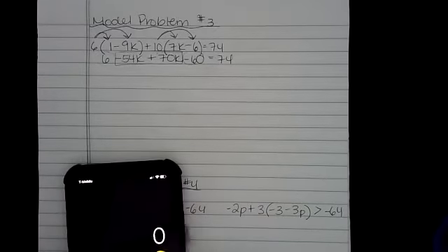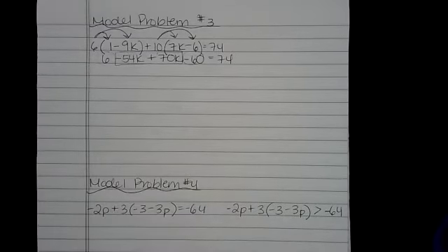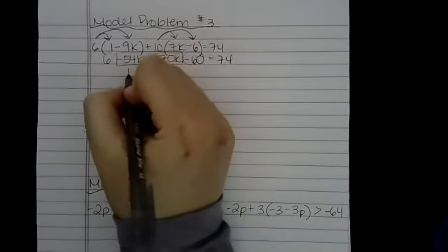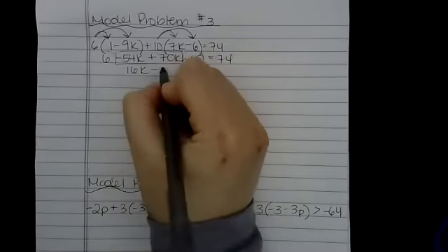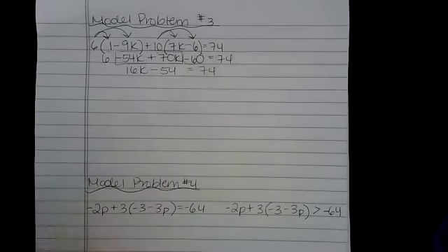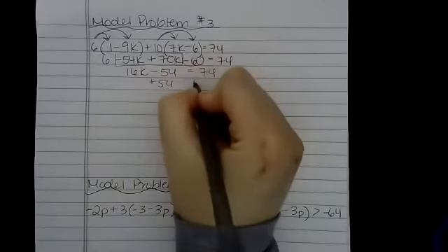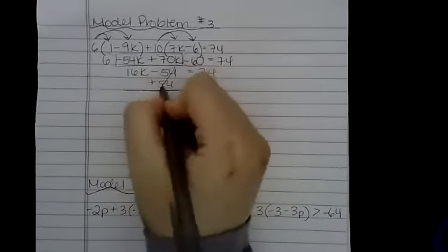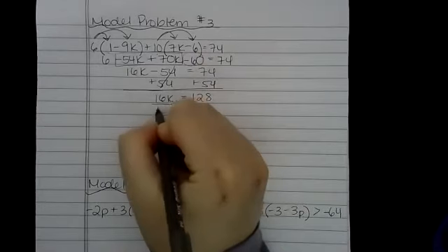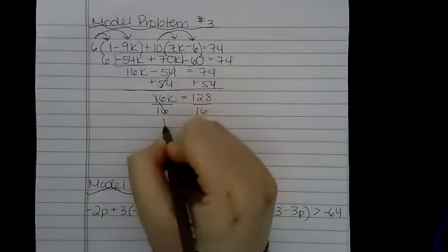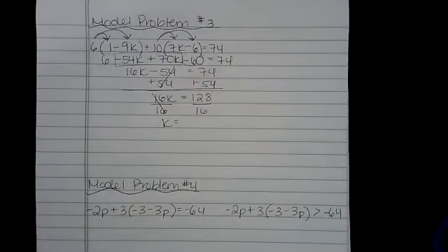Oh my God, I already forgot my number. -54 plus 70 is 16. Okay. So I'm going to get 16k minus 54 equals 74. I'm going to add 54 to both sides. Okay. And then I get 16k equals 74 plus 54 equals 128. Divide by 16 on both sides. And I get k is equal to 128 divided by 16, 8.